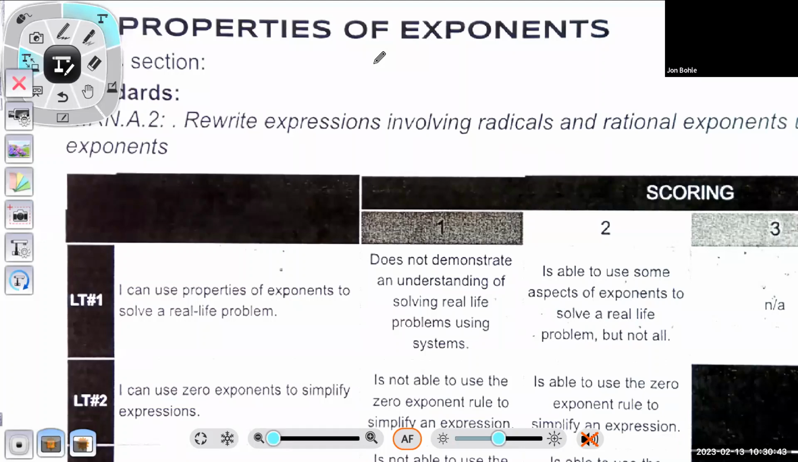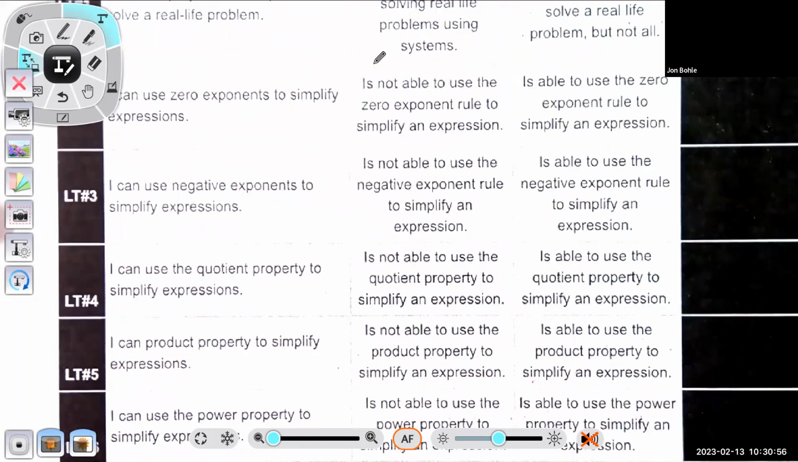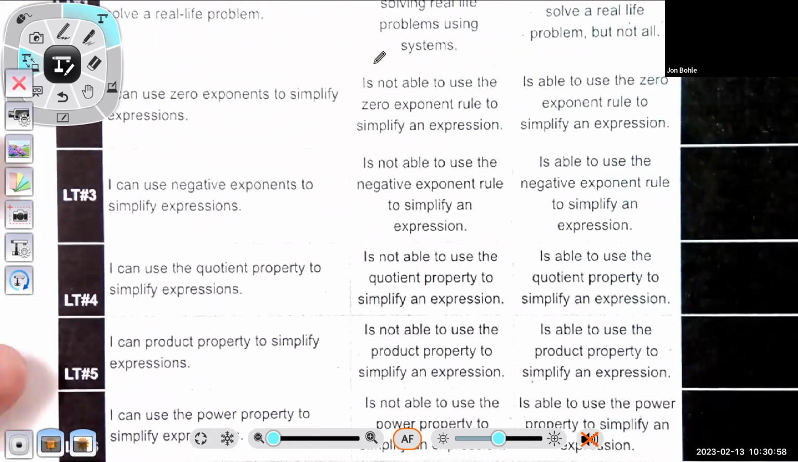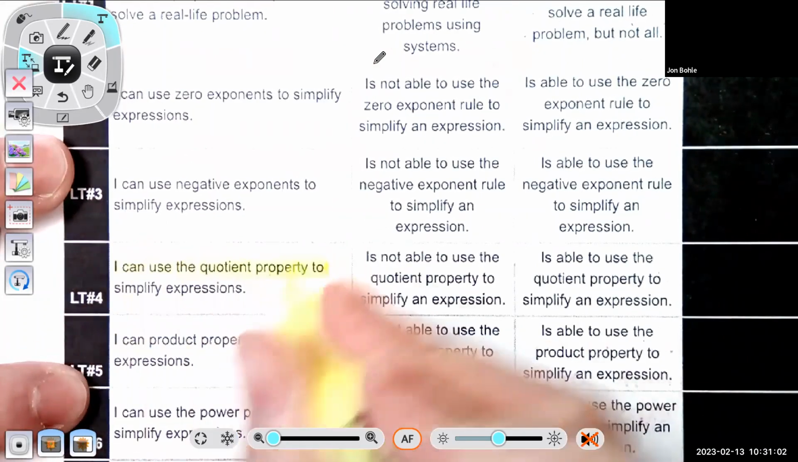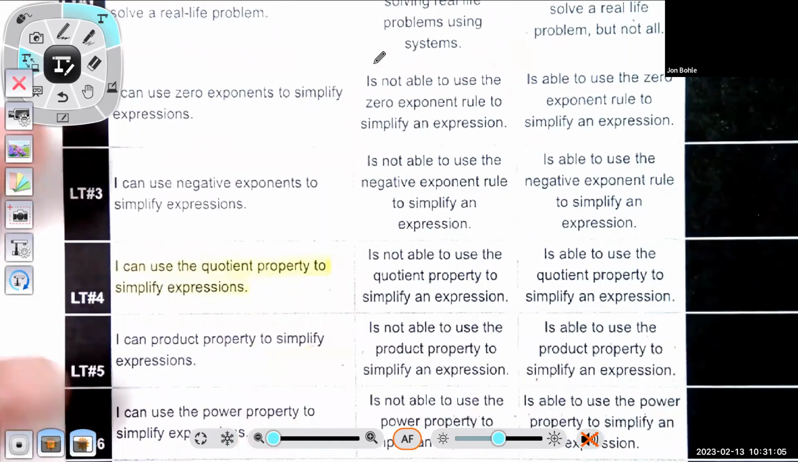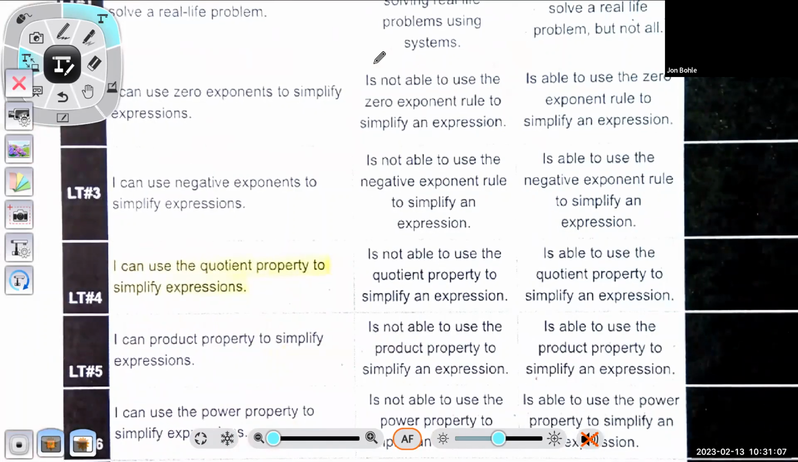All right, folks. So we did 6-1 last time we had class. I'm on the very front page. We're going to start day 2 of that here in a second. So far, what we should have accomplished, if you look at this, is we should have a general understanding of learning target 4, which is I can use the quotient property to simplify expressions.